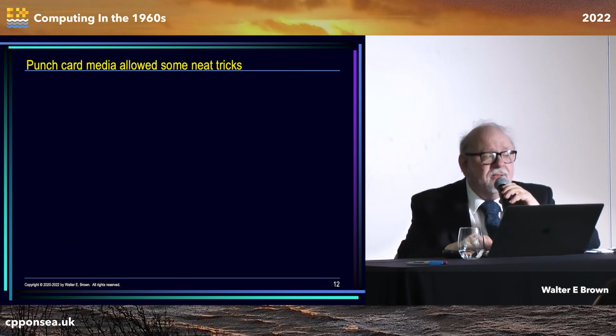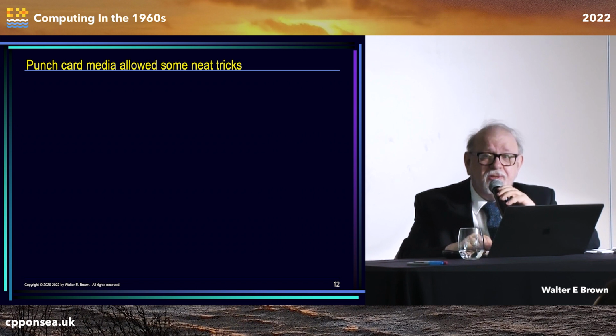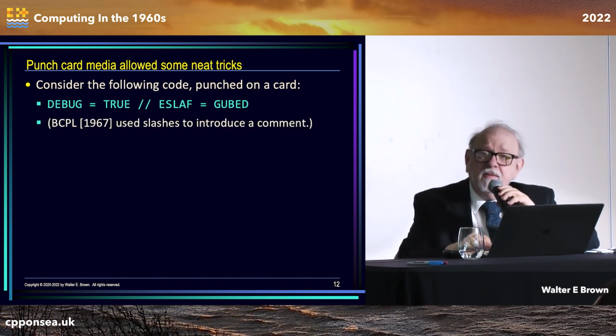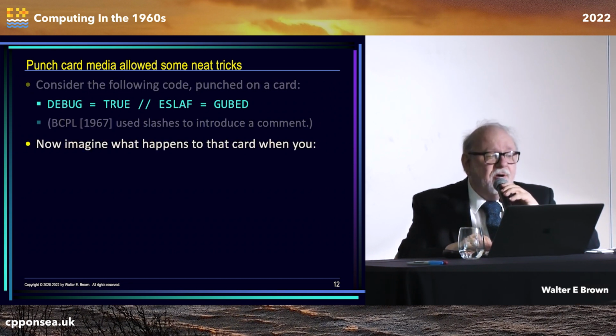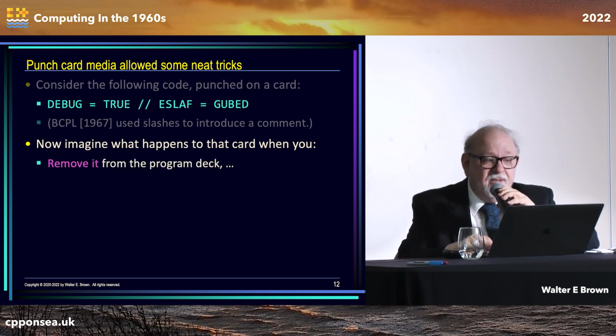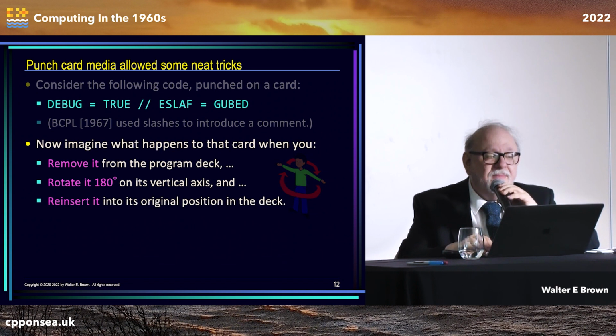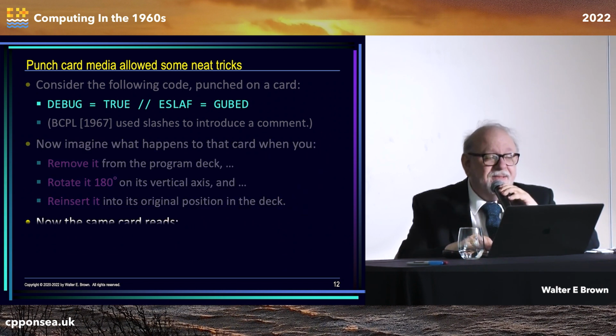So it turns out that punch card media lets you get away with some really cool tricks. So consider the following code on a punch card. Just one line of code. Now, BCPL, I believe, was the first language that used the double slash for comments. Now, imagine what happens to that card if you take it out of the deck, rotate it 180 on the vertical axis, put it back in the deck. Now the same card says that.